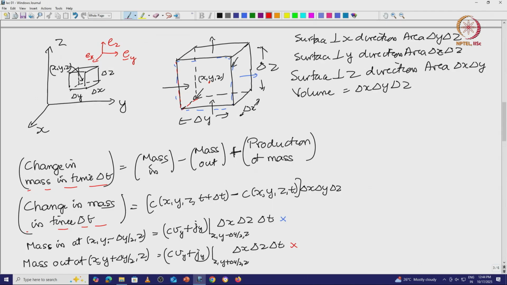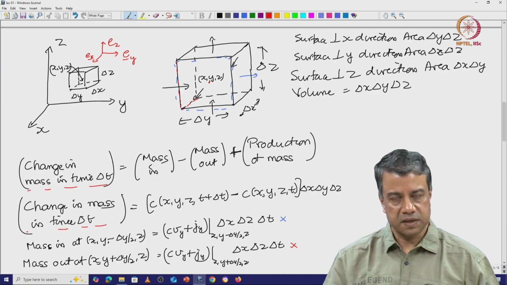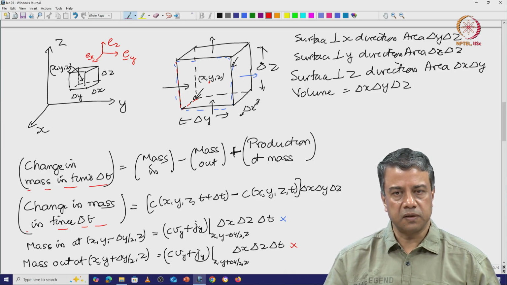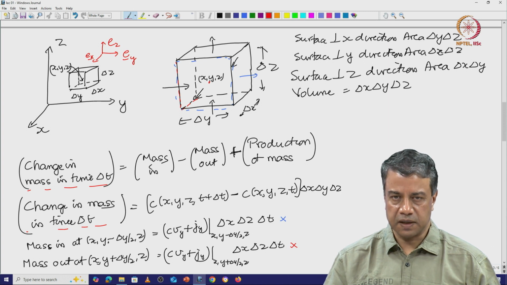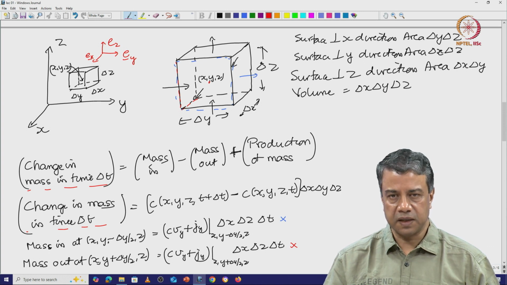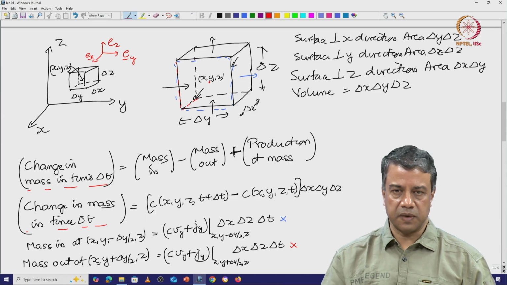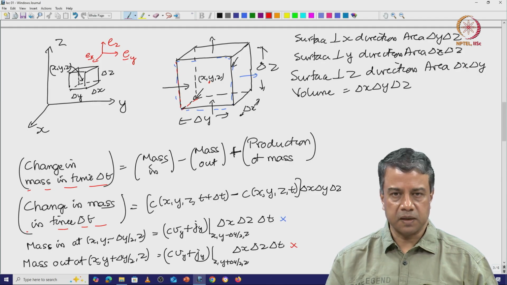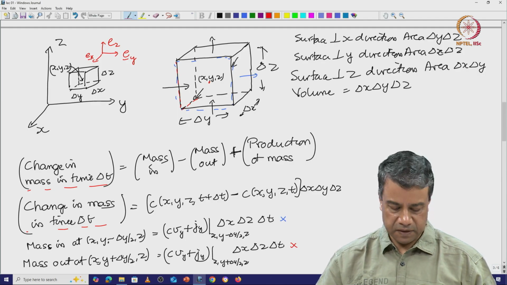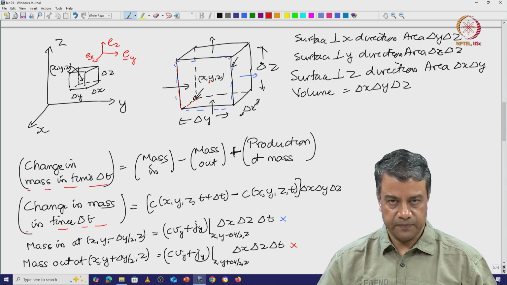And we had done this balance over this differential volume for the change in concentration over a time delta t. The change in concentration is because of mass coming in and mass going out along the surfaces bounding this volume, 6 surfaces, 2 perpendicular to the x direction in the front and back, 2 perpendicular to the y direction left and right, and 2 perpendicular to the z direction bottom and top. And we had looked at the mass in and mass out of each of these surfaces due to the flux.